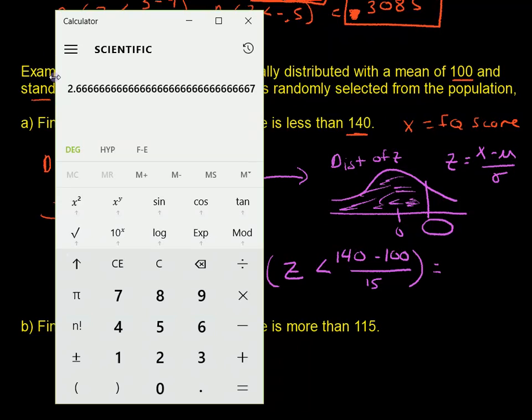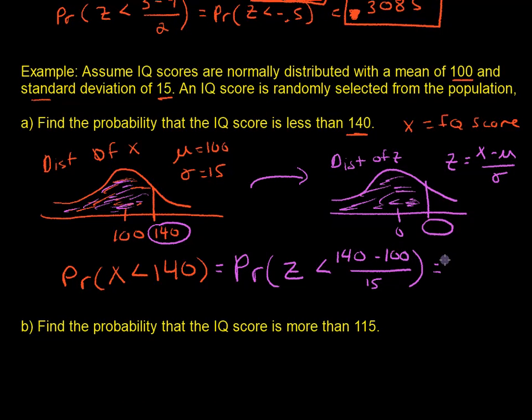Well, okay, when we go to our table, remember the z table only has 2 decimal places for the z value. So when I do this transformation, I should always round to 2 decimal places. It's very important that you remember that, okay? Always round to 2 decimal places. So I'm going to take 2.67. So this is going to equal the probability that z is less than 2.67. What we did was we rounded the 0.6666 to 0.67.